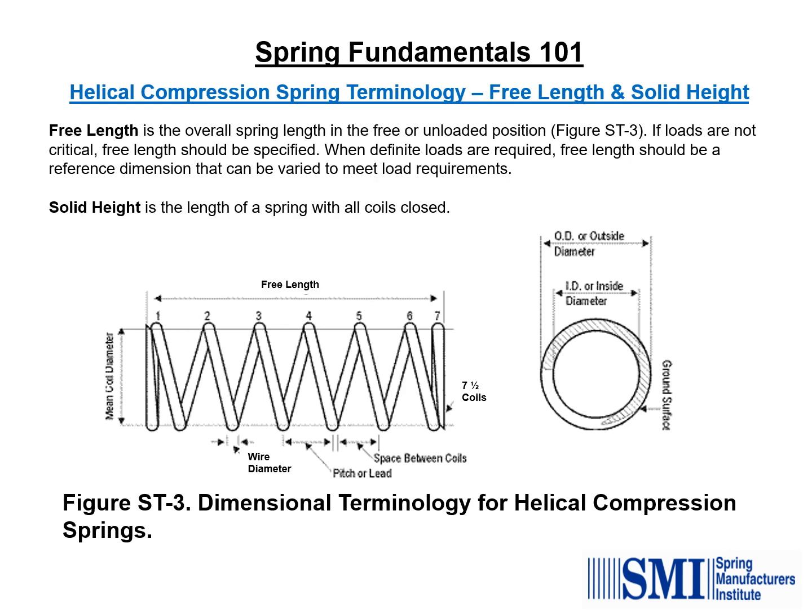Free length is the overall spring length in the free or unloaded position. If loads are not critical, free length should be specified. When definite loads are required, free length should be a reference dimension that can be varied to meet load requirements. Solid height is the length of the spring with all coils closed.